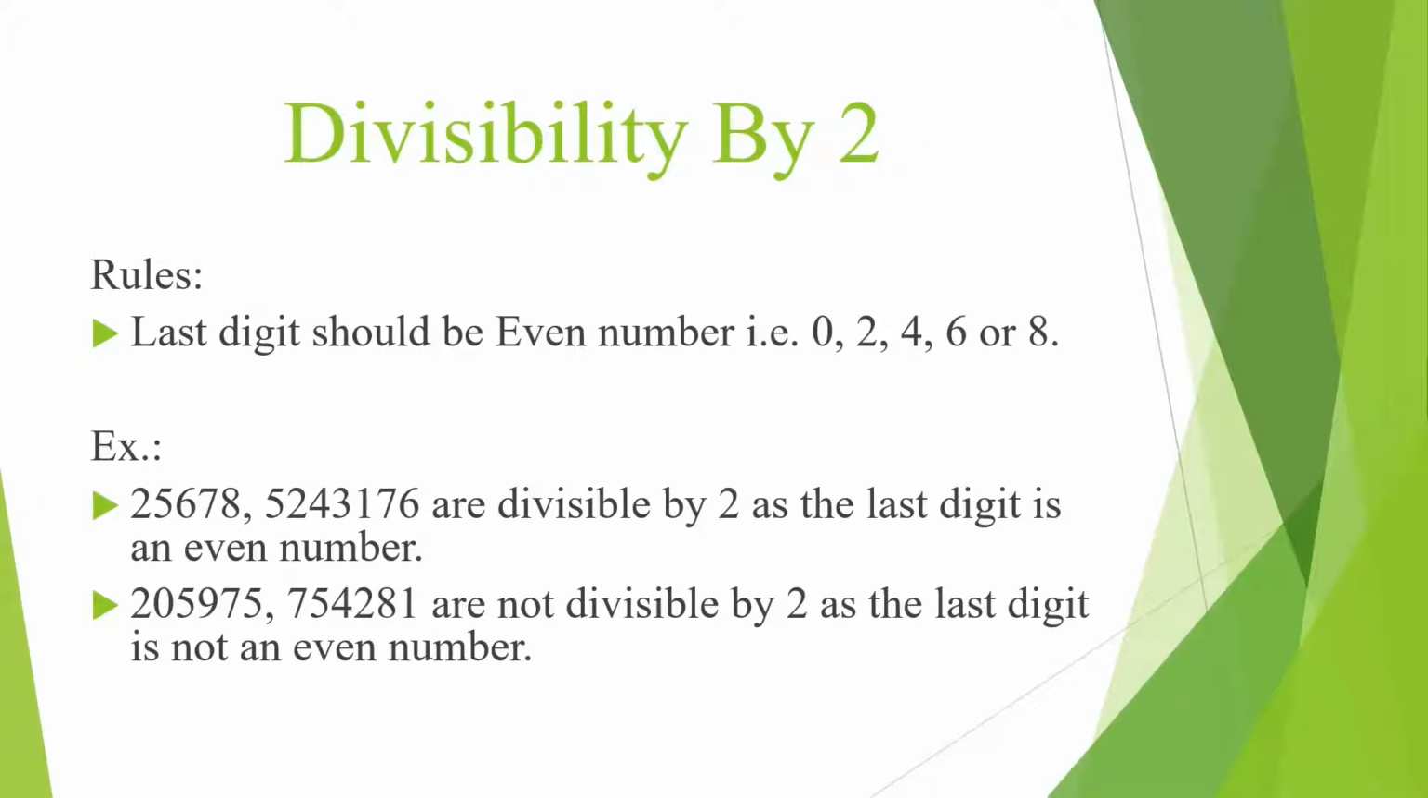First, let us see the divisibility rule by 2. The rule is that the last digit should be an even number. That is, the last digit should be 0, 2, 4, 6 or 8. For example, if you see these two numbers 25,678 and 5,243,176, these two numbers are divisible by 2 as the last digits 8 and 6 are even numbers. But if you consider the examples 205975 and 754281, the last digits 5 and 1 are not even numbers, so those two numbers are not divisible by 2.